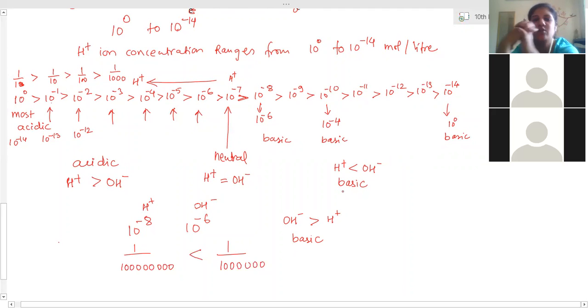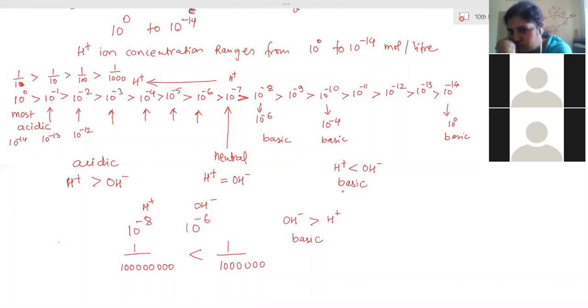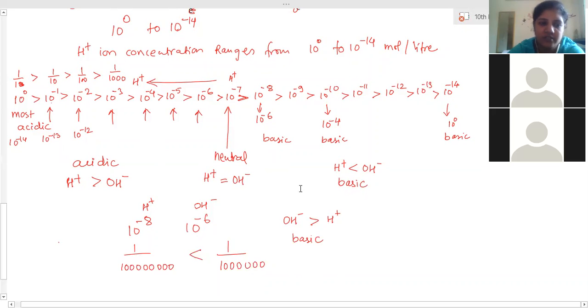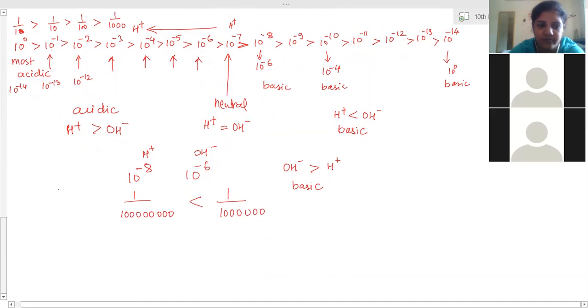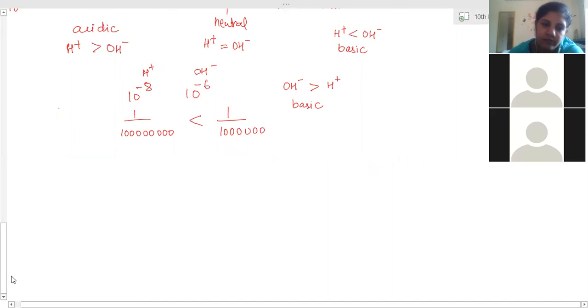From the concentration, how to find out whether it is acidic or basic? Yes, ma'am. Okay, now we got to know the concentrations. We got the concentration 10 to the power minus 7 as the neutral one. Now, if it decreases, 10 to the power minus 7 to 10 to the power minus 14, the H plus ion is decreasing.